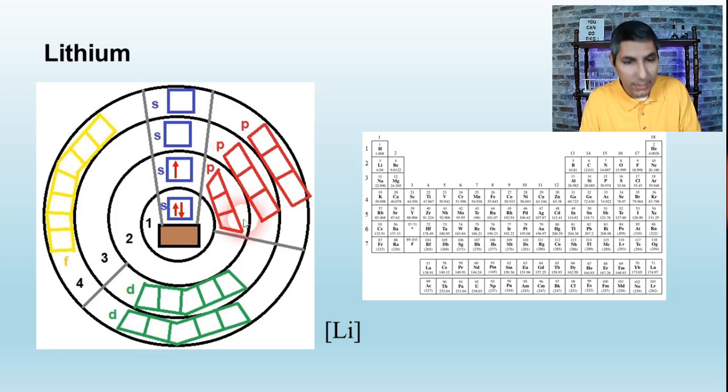So lithium's ticket stub is going to say that level 1, section S, has 2 seats in it, and it's sitting in level 2, section S, seat number 1. And so here's its ticket stub, 1S2, 2S1.